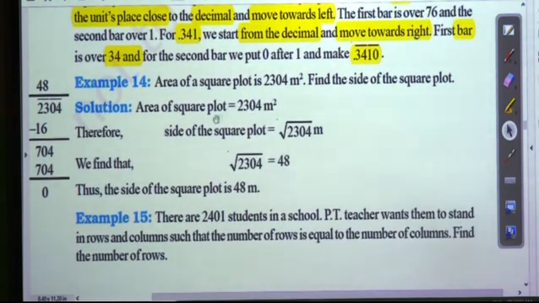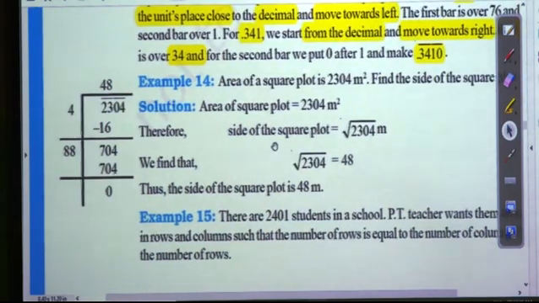Example 14. Area of a square plot is 2304 meters square. Find the side of the square plot. Area of the square plot is 2304 meters square. Therefore, the side of the square plot is the square root of 2304 meters. Here, by long division we can see how to calculate. 23: the nearest square is 16. So 4 4s are 16, remaining 7.